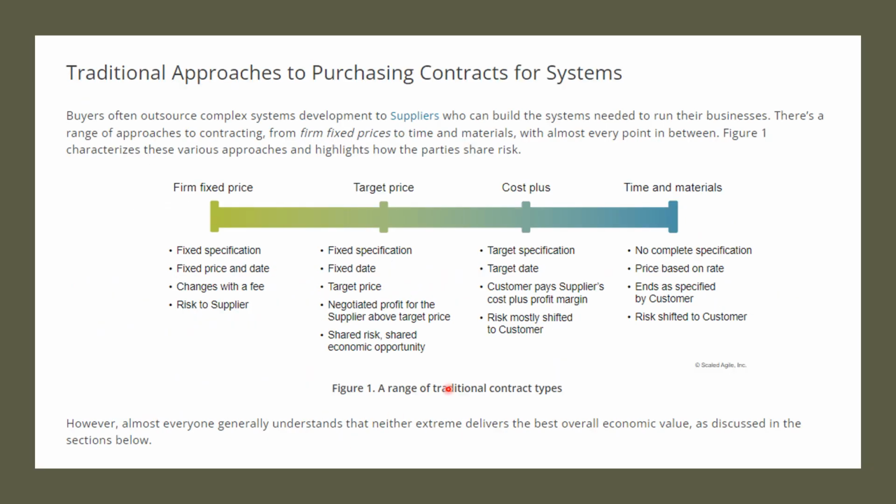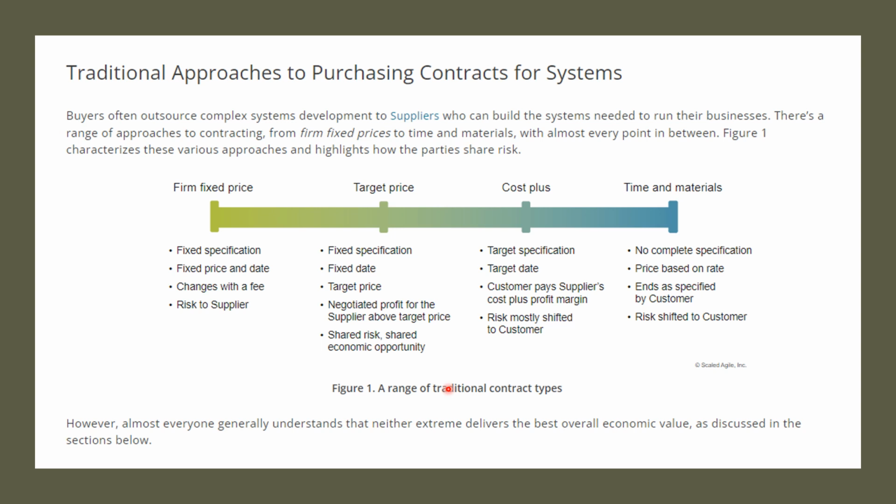Let us have a look at the traditional approaches to purchasing contracts for systems. Buyers often outsource complex systems development to suppliers who can build the systems needed to run their businesses. There is a range of approaches to contracting from firm fixed prices to time and material, with almost every point in between, right?